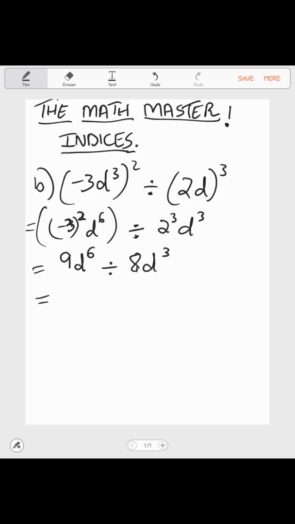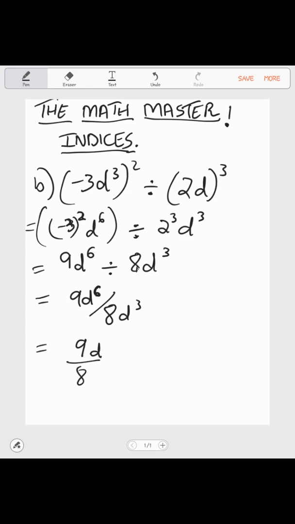Now what you can do is easily write this in a fraction form. And why do you think it is? You can write it in a fraction form because 9d power 6 over 8d cubed looks more satisfactory to me, of course. And another reason is you have 9 over 8, and d are similar terms, so you just subtract the powers.